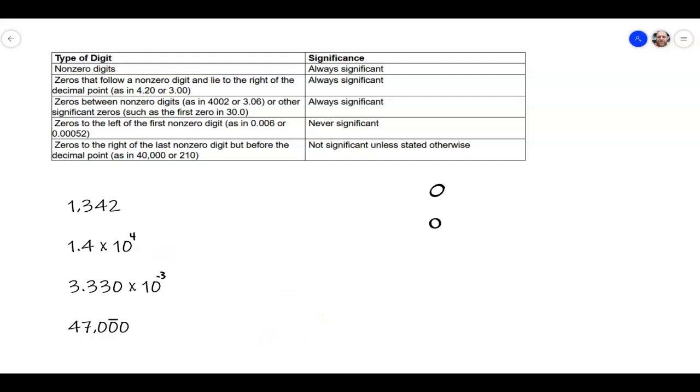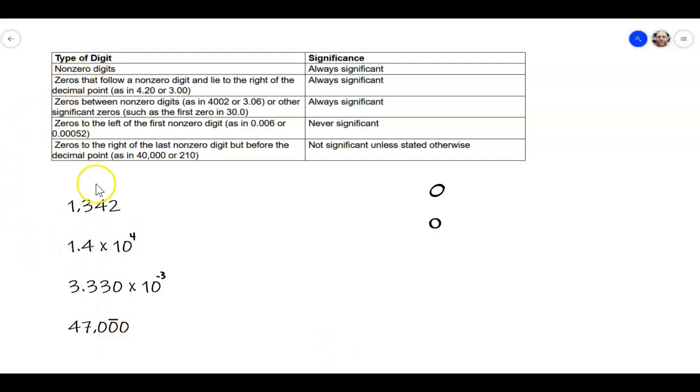All right. So now let's talk about these numbers here. We're going to do the number of significant digits, and then we're also going to talk about the precision. The precision is the place of the rightmost significant digit. We'll talk about that as we go through here.